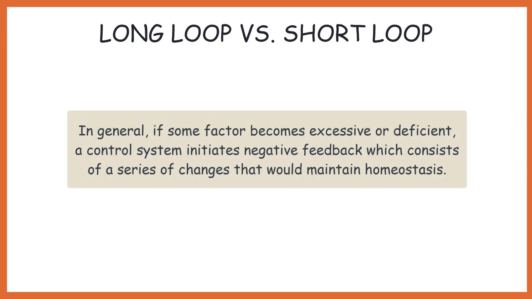In general, if some factors become excessive or deficient, a control system initiates negative feedback, which consists of a series of changes that would maintain homeostasis.